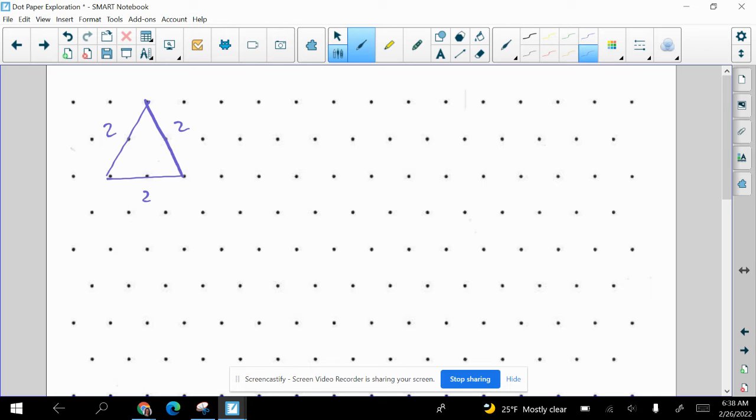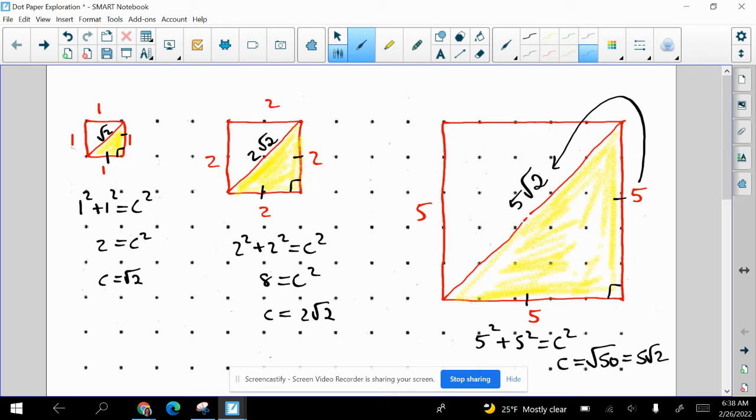And then, I did want to do one more thing with squares before I forget. I do want to make sure that we remember that these are 45-degree angles because this used to be a 90-degree angle and we bisected it. So these are 45. So the yellow triangles are 45, 45, 90.